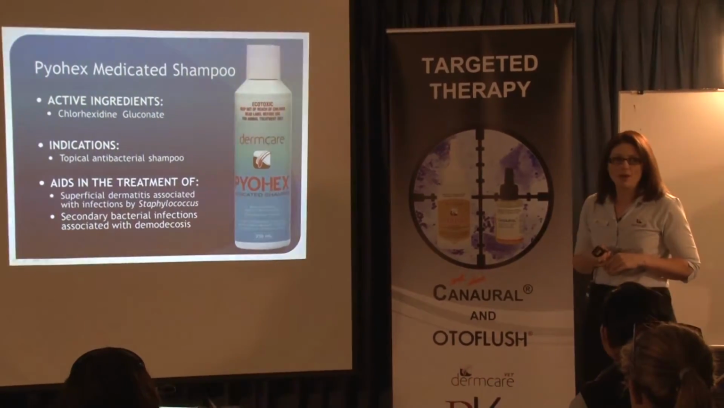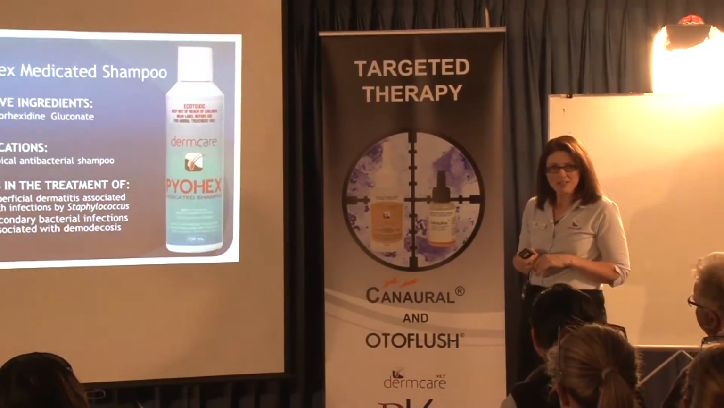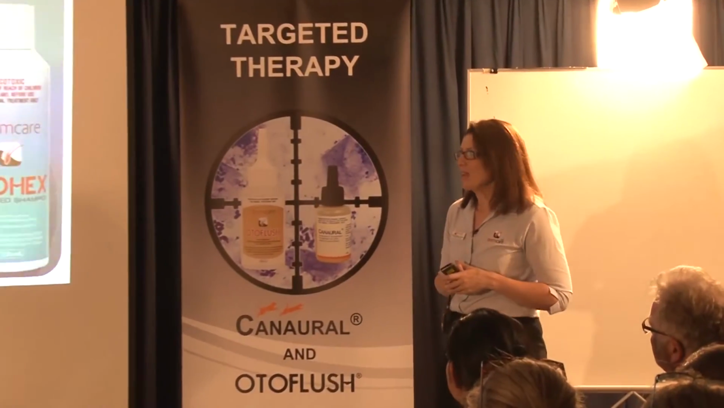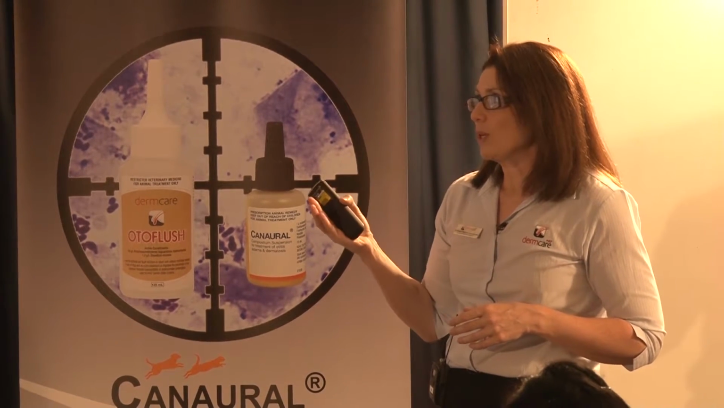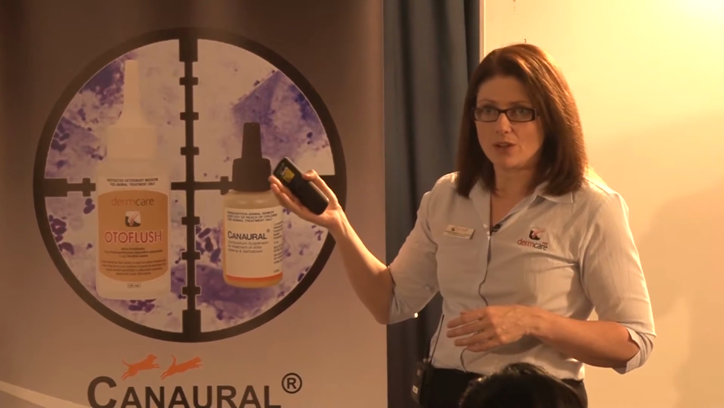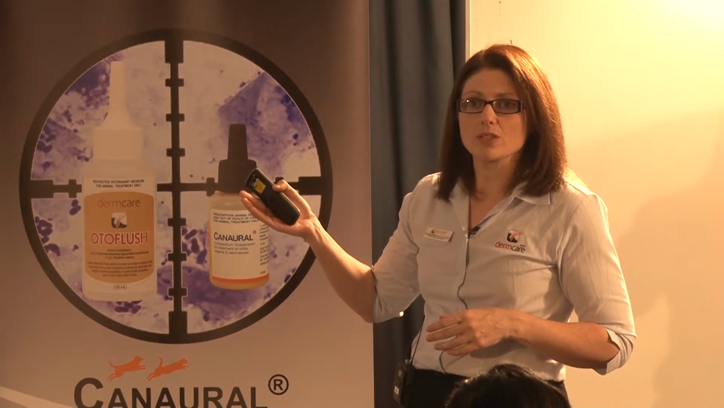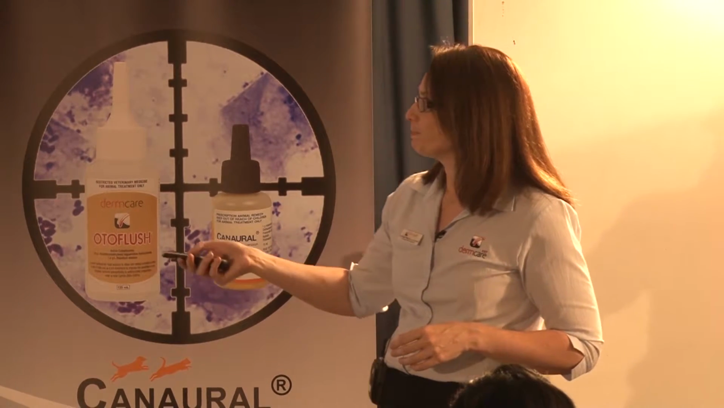Why would we use Piohex when you could just put everything on Malaseb and it covers both of them? Well, the answer is if you don't need miconazole, don't use it. It's very expensive. It's also not an appropriate way to use antifungals. We don't want to use them if they're not required. And again, we know that when chlorhexidine is used on its own, 3% is the appropriate concentration, not 2%.